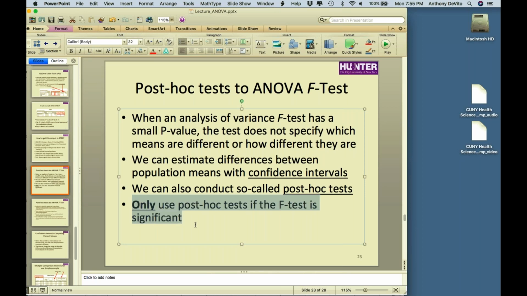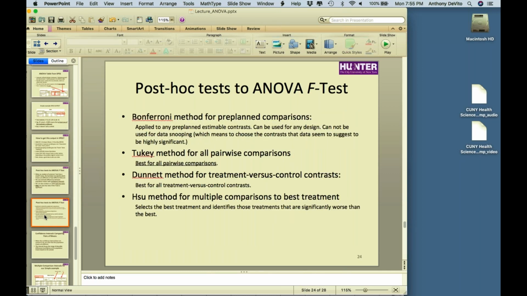Again, you only use the post hoc test if the f-test is significant. In other words, if the probability of being wrong, the p-value for the analysis of variance test, is less than 5%. Okay, now which one to use? Which one shall we use?